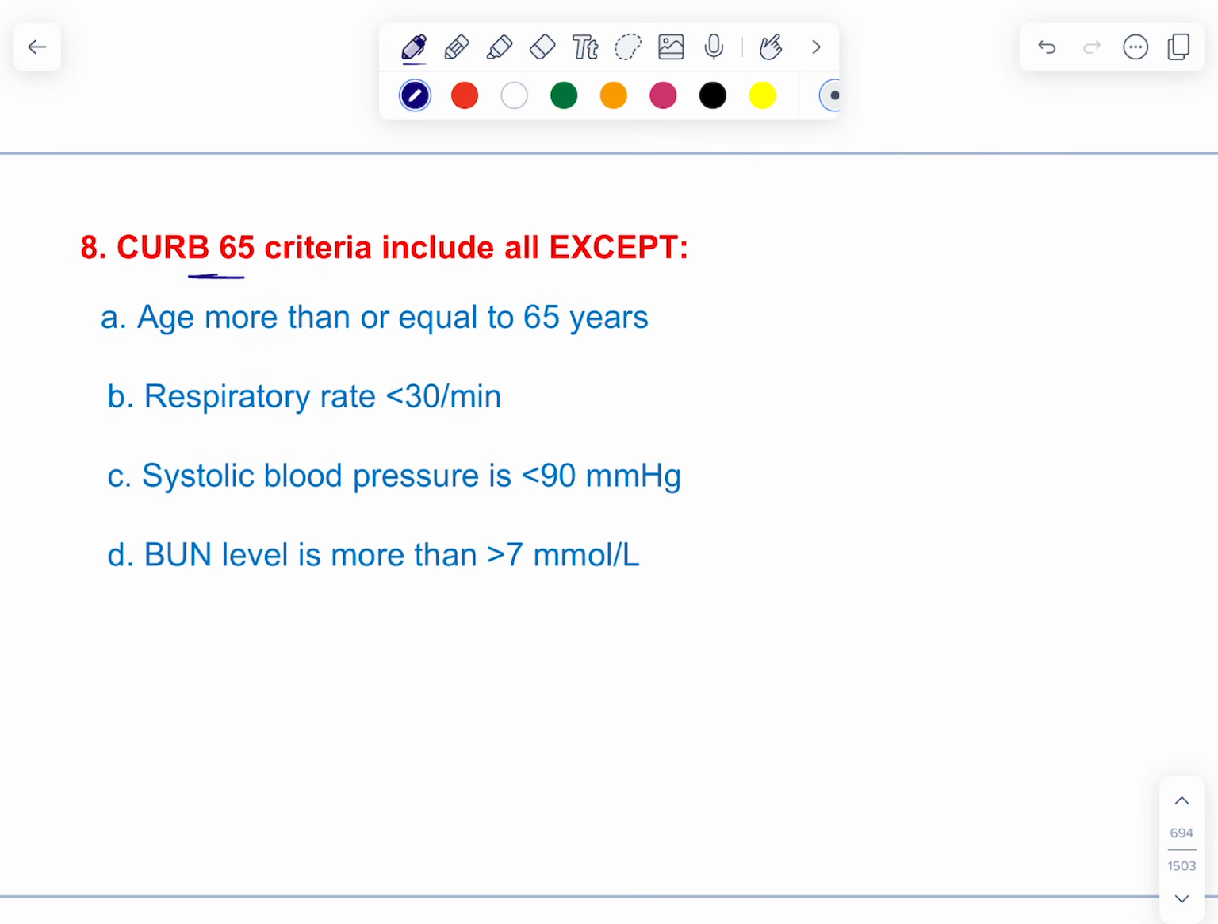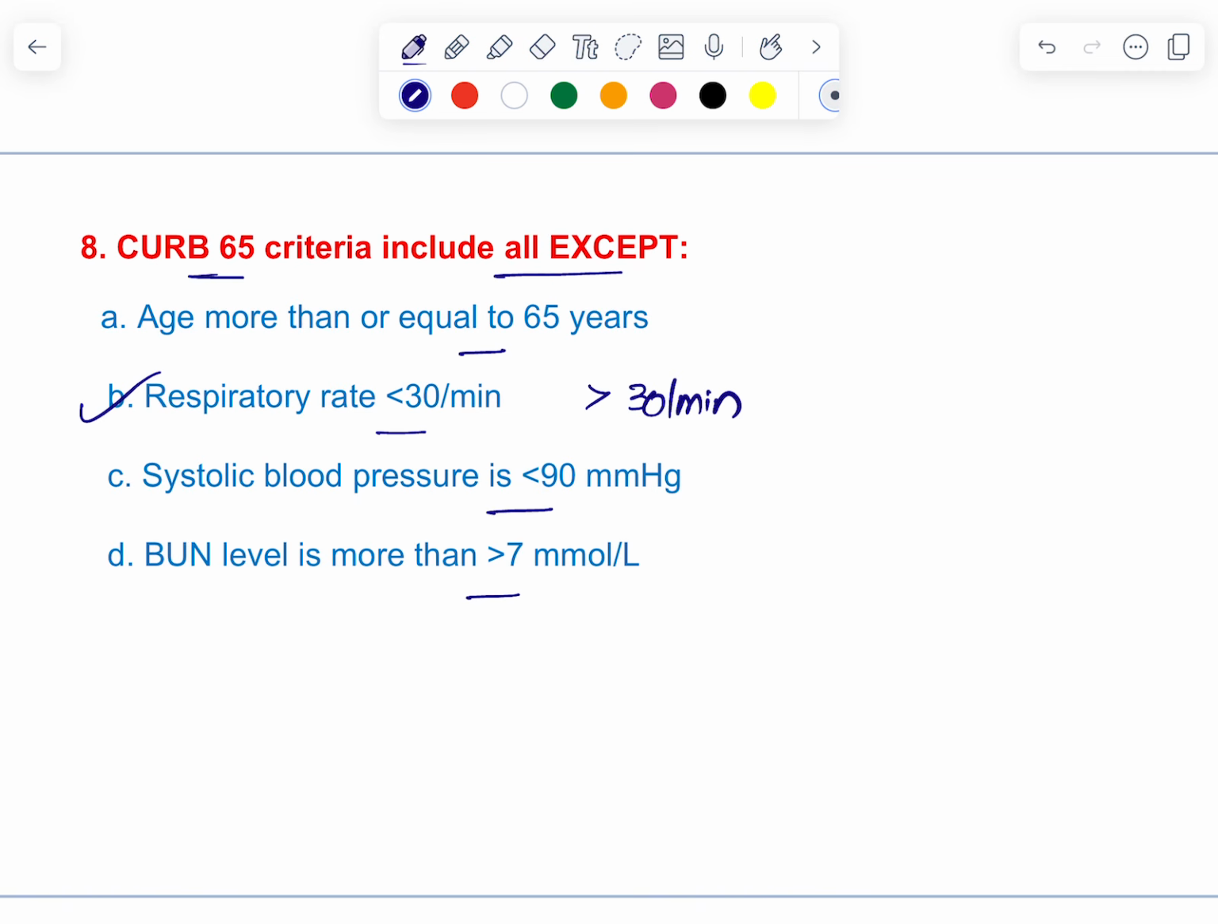CURB-65 includes all except, just now we were discussing, this was our first question in the discussion, but here let me tell you in what way CURB-65 will be useful. Age more than or equal to 65 years, respiratory rate less than 30 per minute, systolic blood pressure less than 90 millimeters of mercury, blood urea nitrogen more than 7 millimoles per liter. So CURB-65 includes all except, among the options given, the respiratory rate. Respiratory rate should not be less than 30 per minute; it should be more than 30 per minute. Already I have discussed the parameters in CURB-65 in the first question.